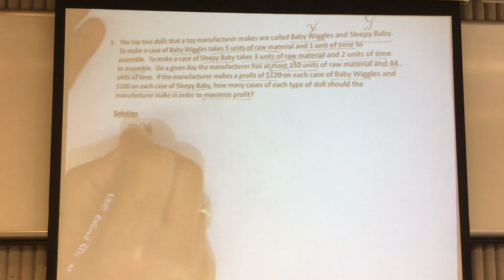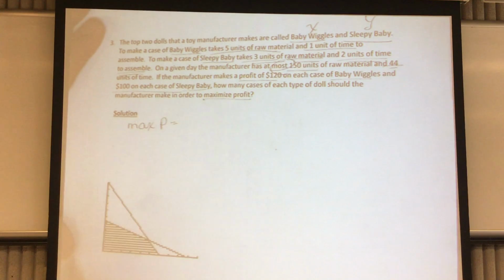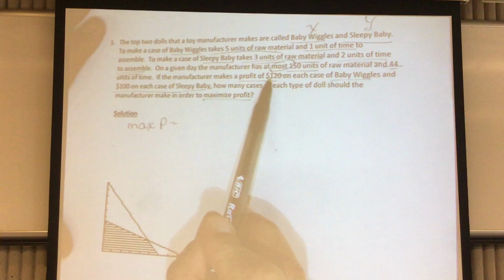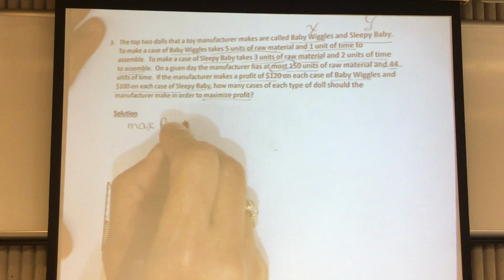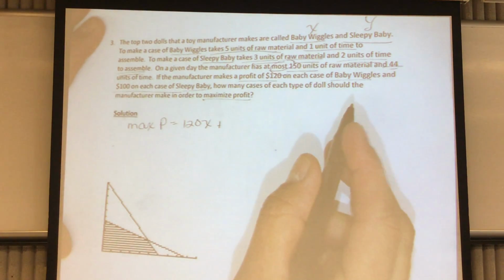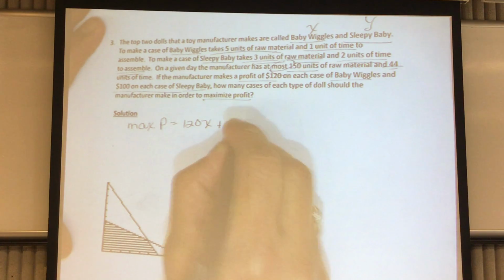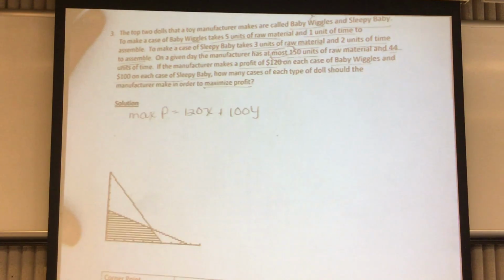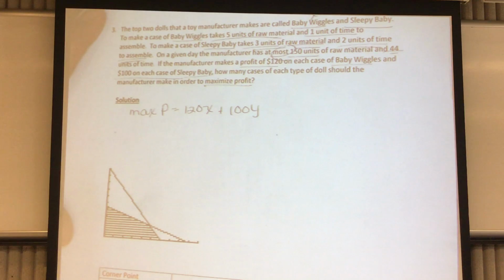In our objective function, we want to maximize our profit. And the profit here is you have $120 for Baby Wiggles, and Baby Wiggles was X. So you have 120X and $100 for Sleepy Baby, so 100Y is our objective function. Now let's determine our constraints.